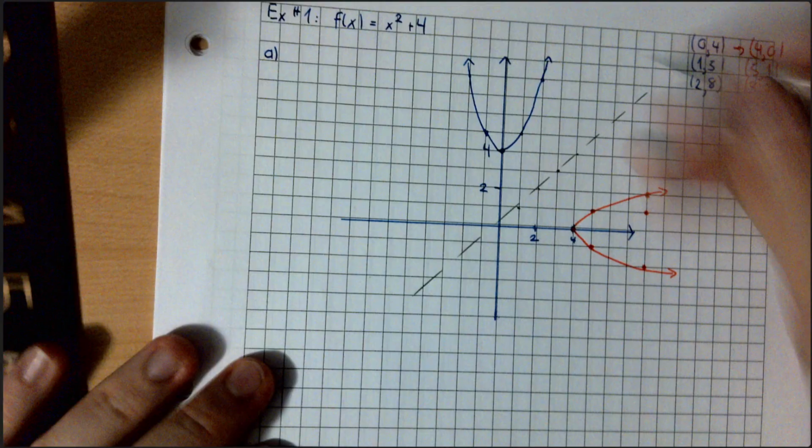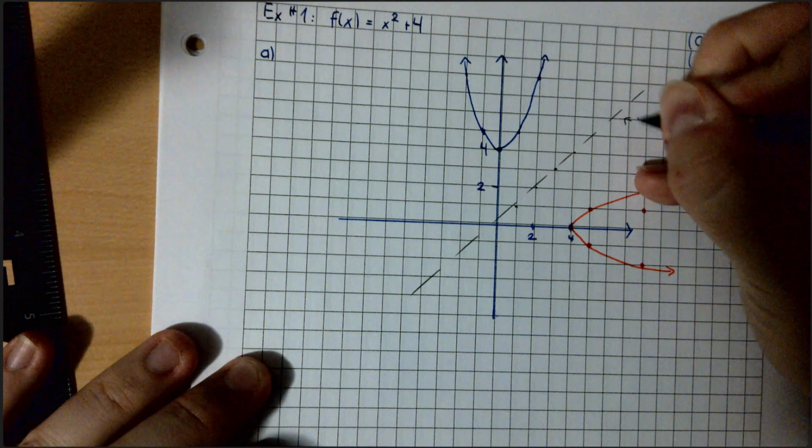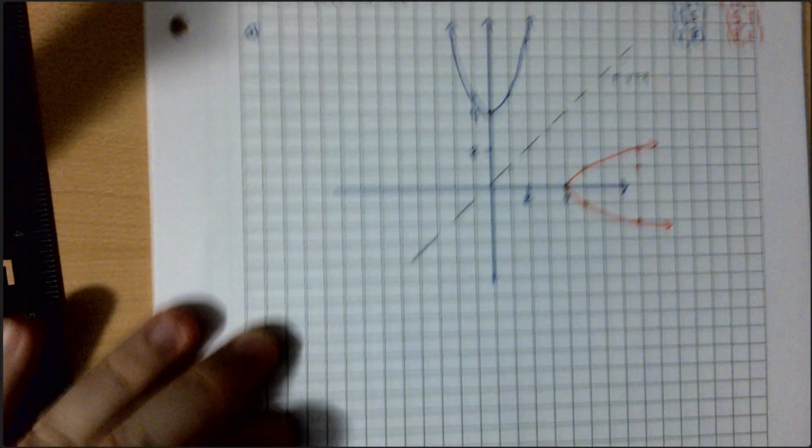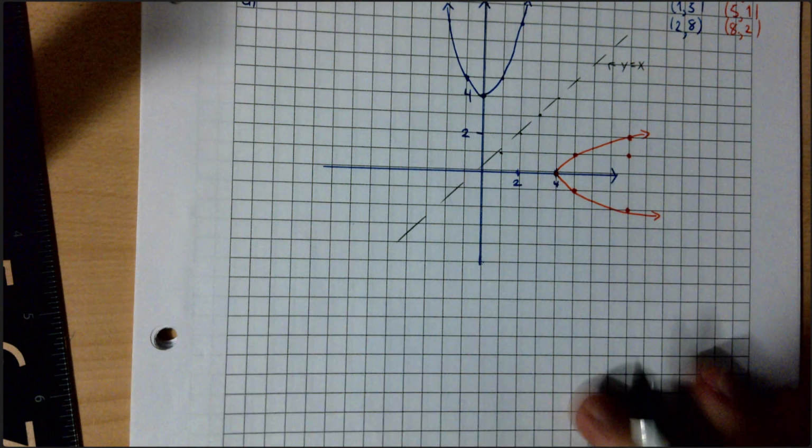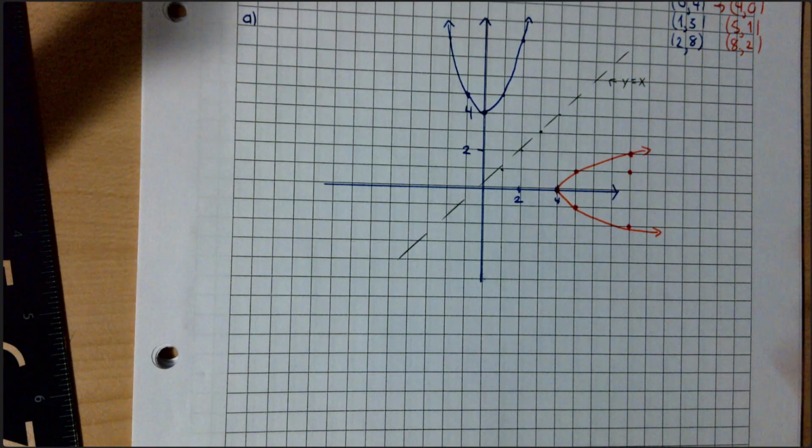This diagonal line of y equals x. So if it helps more visually for you, you can see how it's reflected through that line. But this is the easiest way to do it. Okay, so that was part A.